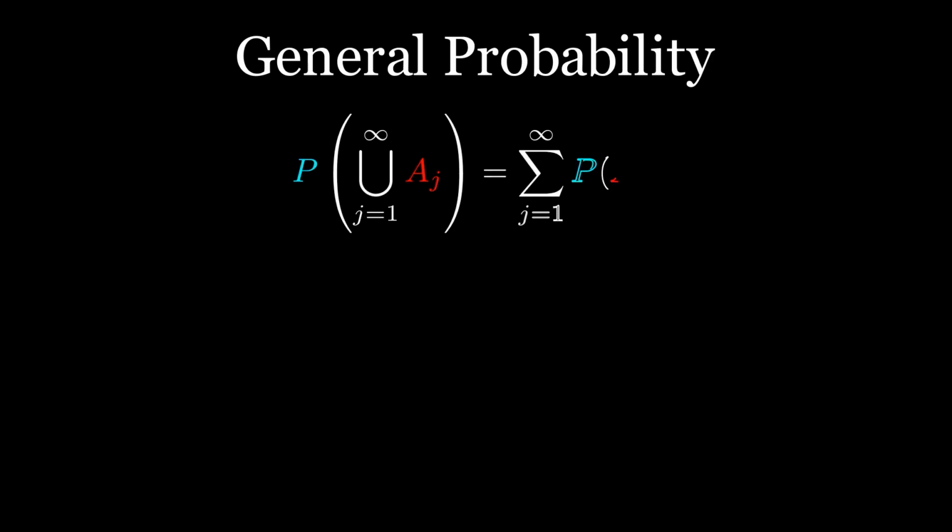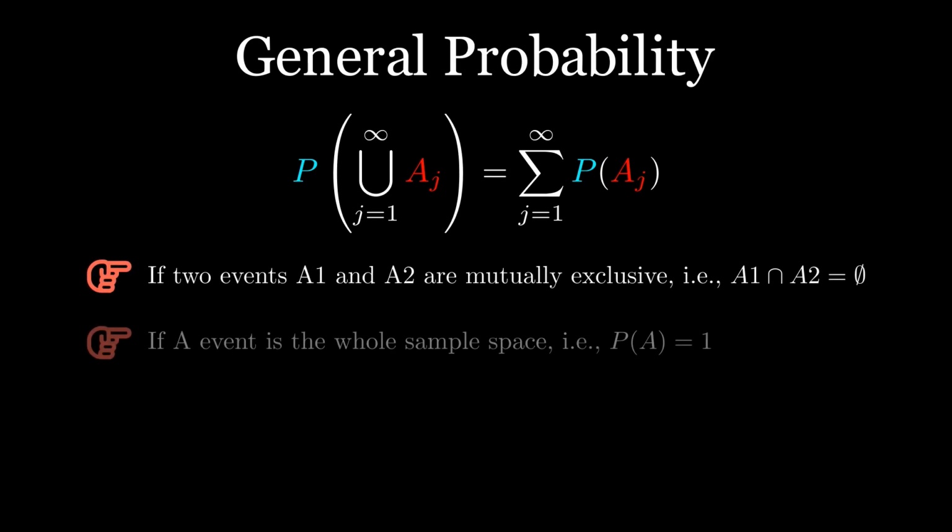In the previous video, we touched upon the general definition of probability and its axioms. We defined the probability of union of events as the sum of the probabilities of the individual events, given that the events are mutually exclusive and collectively they form the whole sample space.